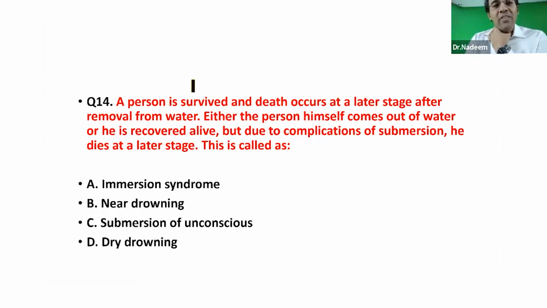A person survived and death occurs at a later stage after removal from water. Either the person himself comes out of the water or he is recovered alive, but due to complications of submersion, he dies at a later stage. So basically, first of all there was the drowning, but he survived. He died after a few days because of the secondary complications of the drowning. That is called near drowning.